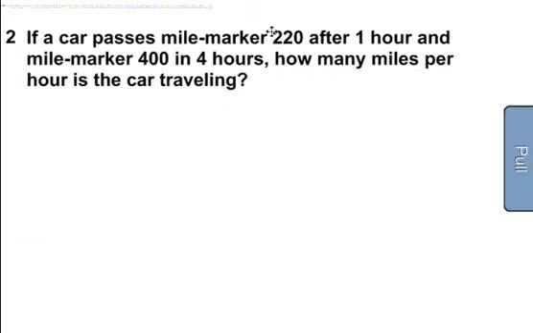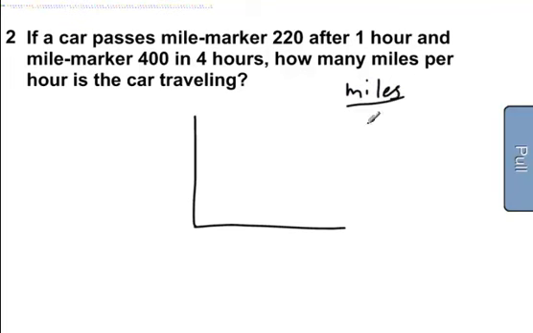Number 2, if a car passes mile marker 220 after 1 hour and mile marker 400 in 4 hours, how many miles per hour is the car traveling? So this time I'm just going to sketch it. So we know that it's miles per hour. So that's the first thing. I need to know where my axes are at. Miles per hour. So miles is up here. Hours is here. So I'm just going to use this sketch of a coordinate plane to help me.